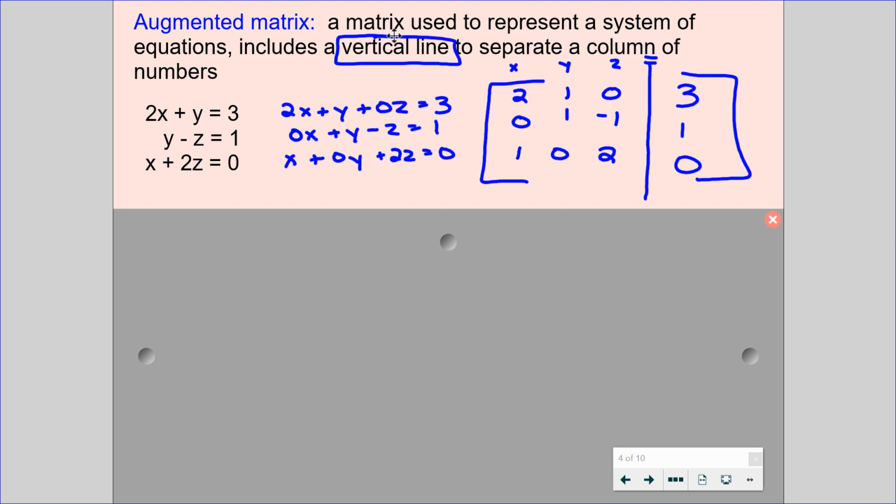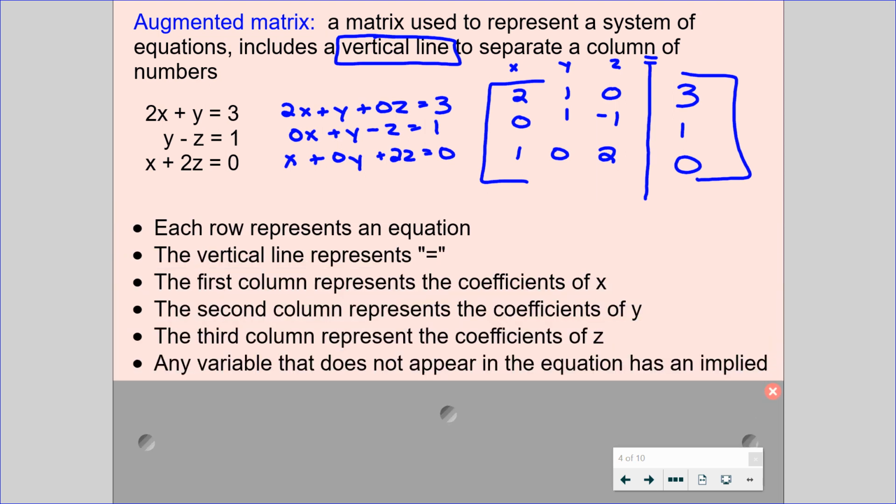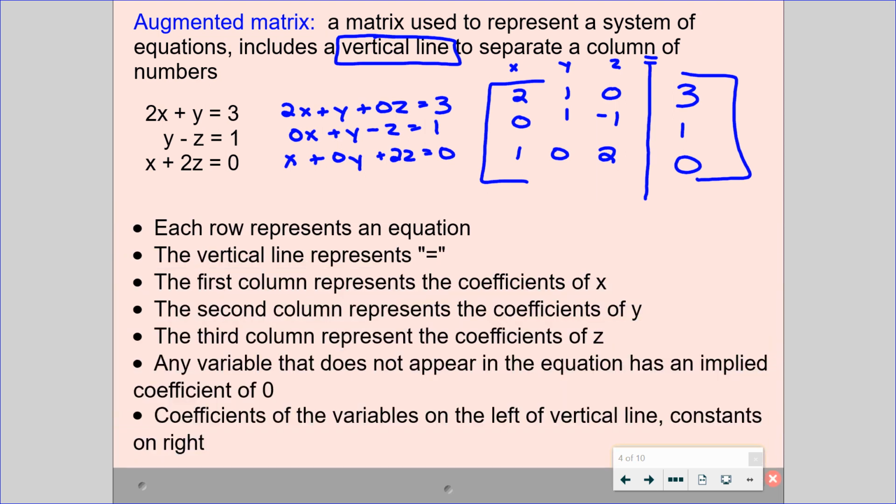Now, an augmented matrix has a lot of similarities to the regular matrix that you were doing, but that line is going to be a really important piece of information. So here are the bullet points that you can fill in. Notice that each row represents one equation. The vertical line is really the same thing as the equal sign. The first column represents just the coefficients of x. Second column represents the coefficients of y. Third column represents the coefficients of z.